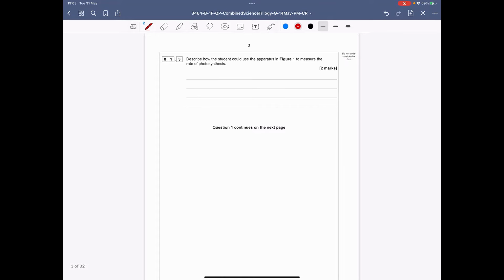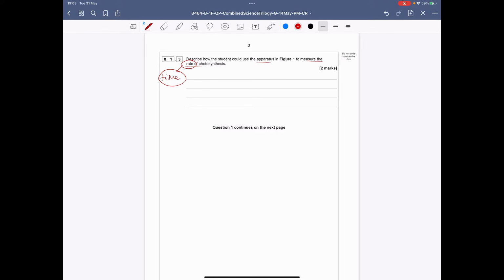So question 1.3 then. Describe how the student could use the apparatus to measure the rate of photosynthesis. So when you're talking about the rate, you're talking about how fast it's going. But in order to calculate rate, you need to know how fast it's happening in a certain amount of time. And it's this part that people often miss off.